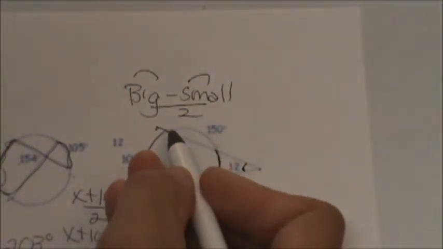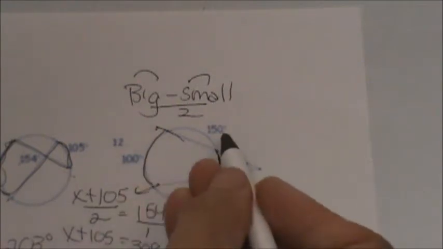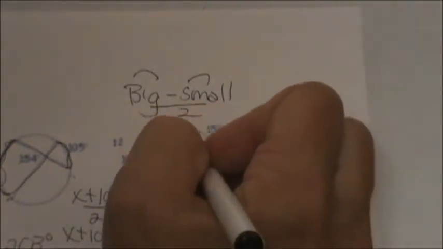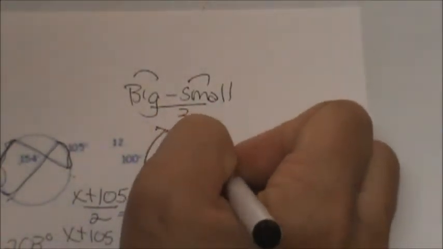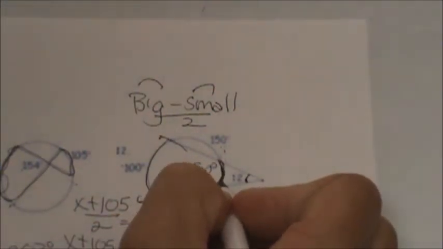Well, we have this side is 150, this is 100, and this is 60. So if we add all those together, we get 250, 310. 310 from 360 makes this angle or arc 50. So I just subtracted these 3 angles from 360 to figure out what was left for this smaller arc.